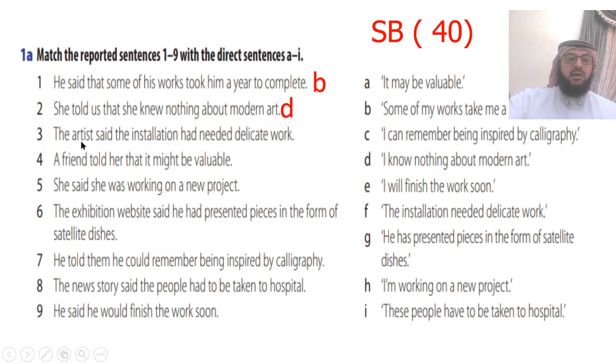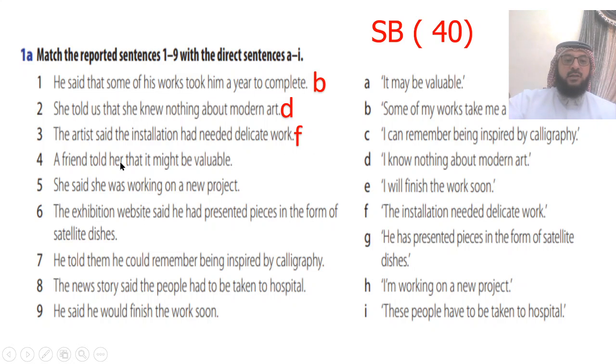Okay. Number 3. The artist said the installation had needed delicate work. التركيب كان محتاج لعمل خفيف كده ورقيق حتى ما يكسروا أعماله. 1 2 3. It's F. The installation needed delicate work. طبعا هنا نلاحظ needed past حولناها الماضي أبعد منها had needed. had زائد التصريف الثالث.